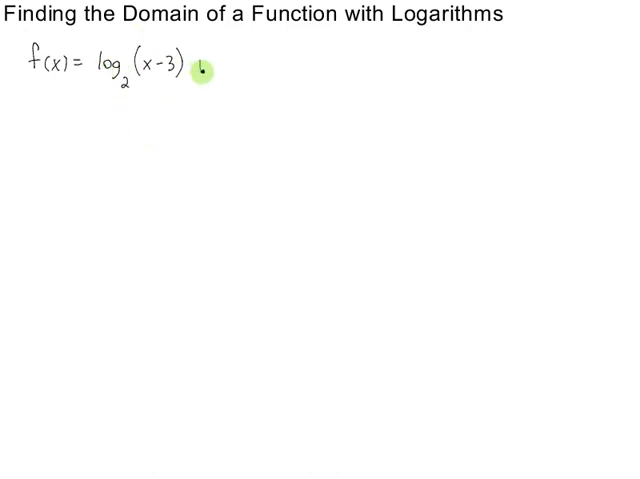And even if I attach other stuff onto the end, plus 5x squared, the only thing that will be restricted is what we're taking the log of, because you can square any number and multiply it by 5, so there's no restriction on this x. So we're just interested in the x minus 3 part of this.